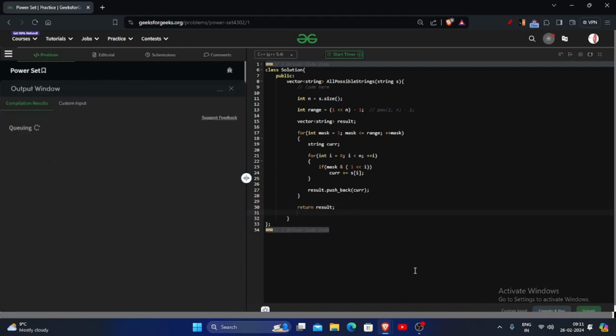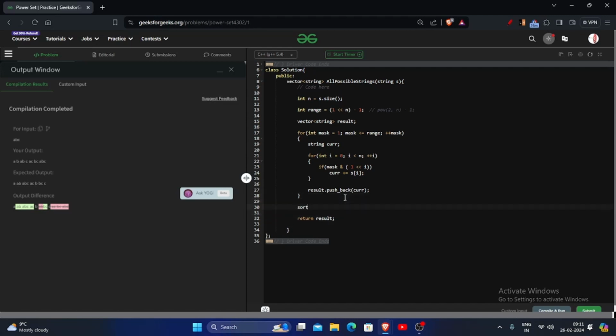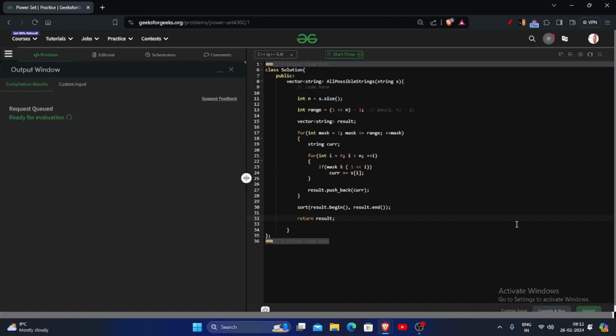And let me compile this. I think they want us to print in sorted order. Okay, so A, B, A B, C. So they want us to print it in sorted order. So before returning my answer, I just do a sort, result dot begin, result dot end. Now this is an STL library for vector, which will help me sort this vector. I hope this works fine.